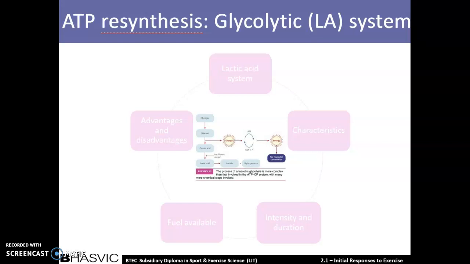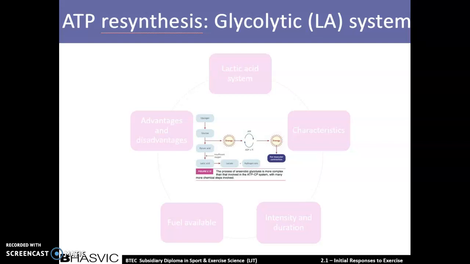This system relies on the breakdown of glucose from carbohydrates, which has been stored in the muscles as glycogen. The process by which glucose is broken down to release energy is called glycolysis. This does not use oxygen to break it down and is still an anaerobic activity. It has larger fuel supplies and doesn't burn all the fuel as quickly as the ATP store does.